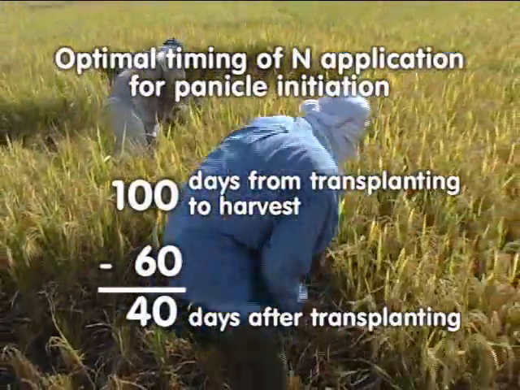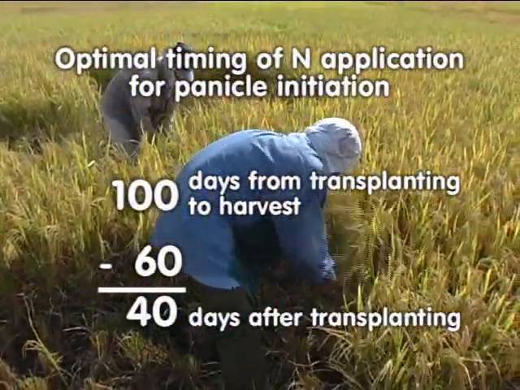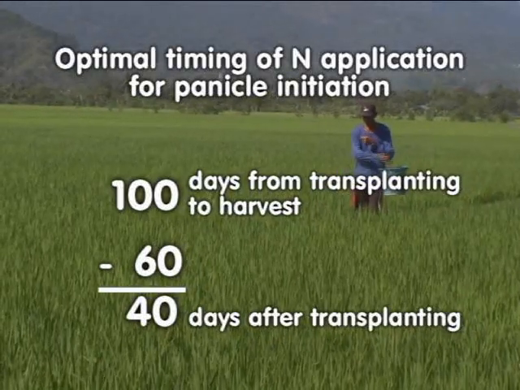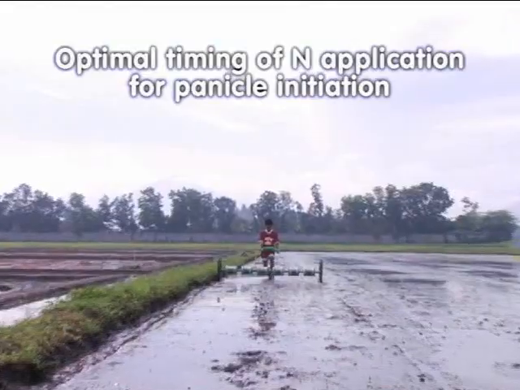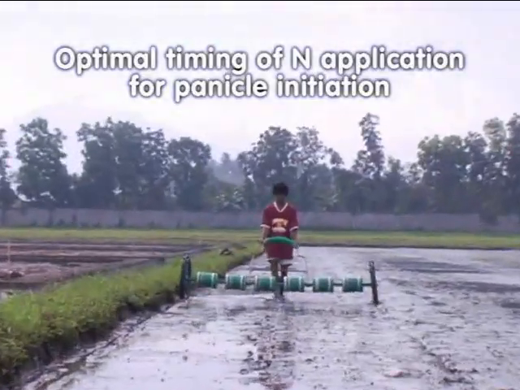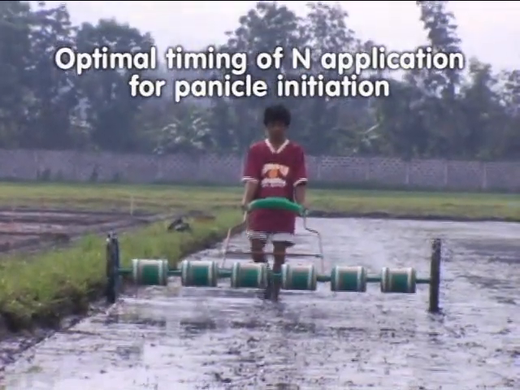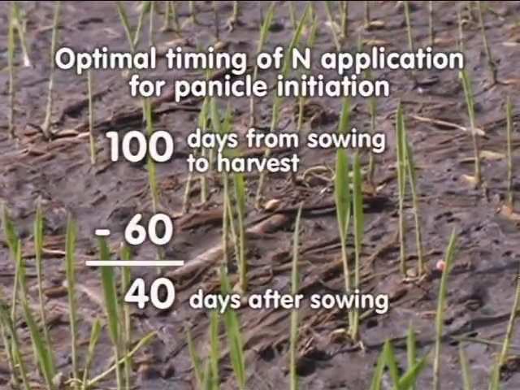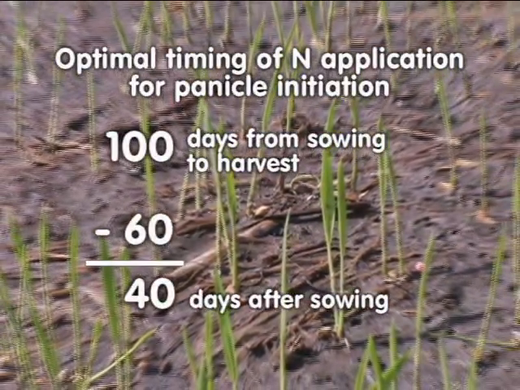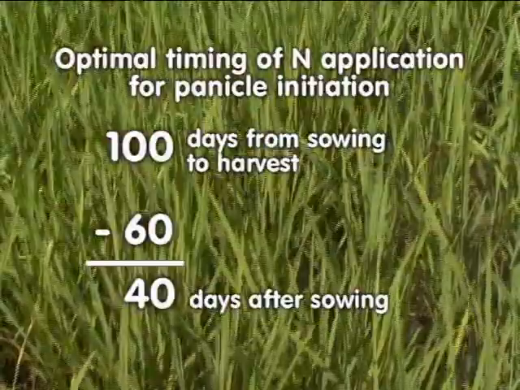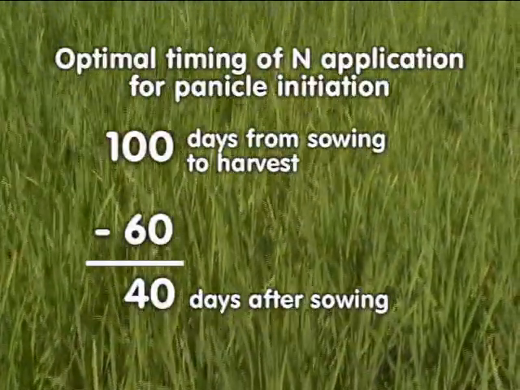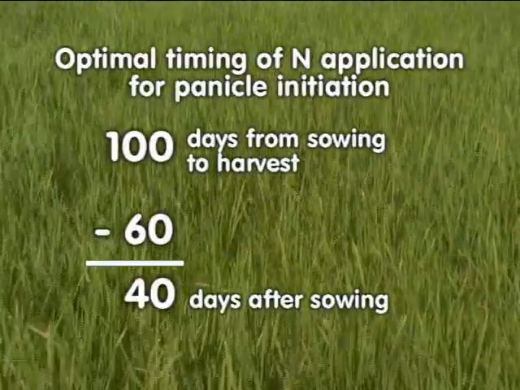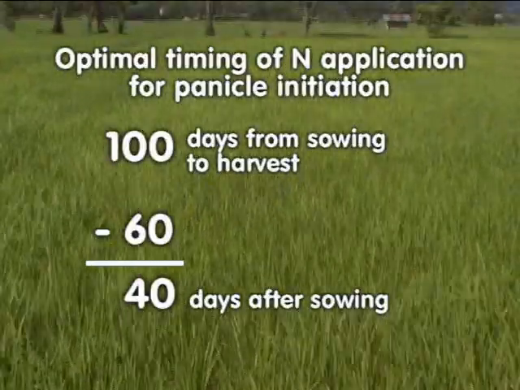This means that if your crop is in the field for 100 days, you should apply nitrogen about 40 days after transplanting. For direct seeded rice, simply deduct 60 days from the number of days from sowing to harvest. For example, with a variety in the field for 100 total days, simply deduct 60 days from this number. This means nitrogen for panicle initiation should be applied at about 40 days after sowing.